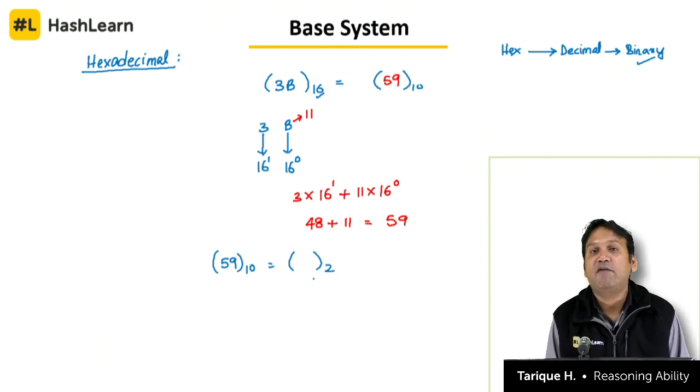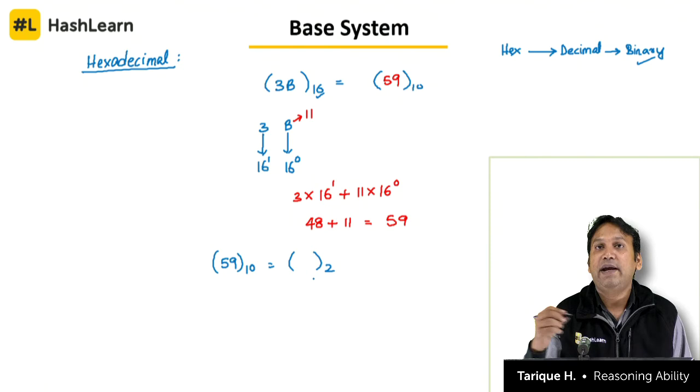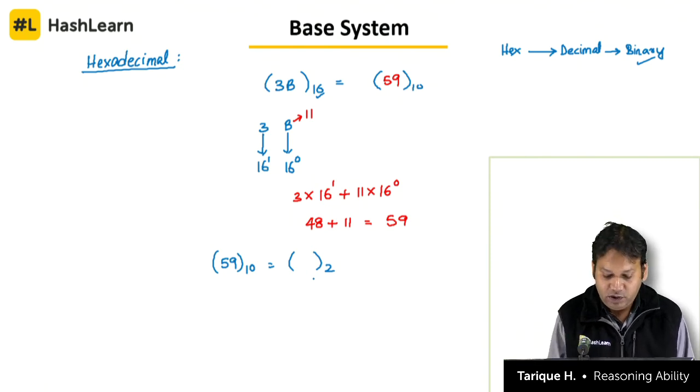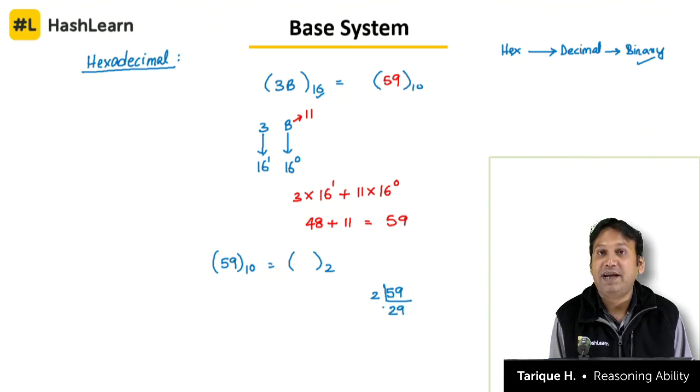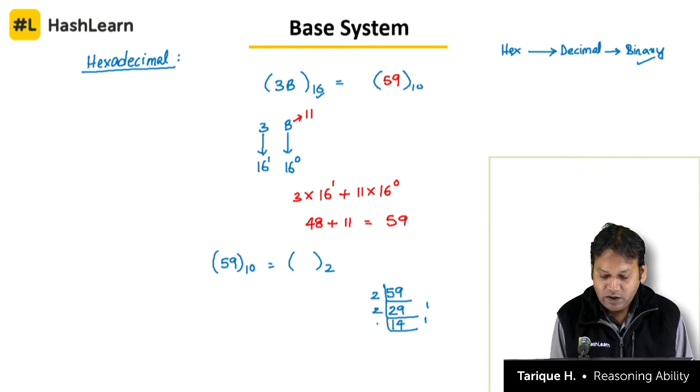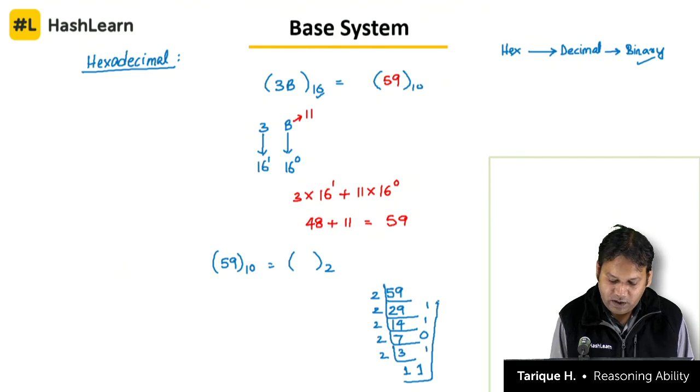When you want to convert from a decimal base system to any base system, you divide. You take 59 and you divide by the base. 2 into how many times? 29 times is 58. So we get a remainder of 1. Now 2 into 14 is 28, again remainder 1. 2 into 7 is 14, remainder 0. Then 2 into 3, remainder is 1, and 2 into 1, the remainder is 1. So we get here 1, 1, 1, triple 1, 0, double 1.